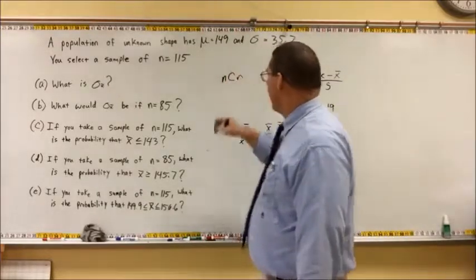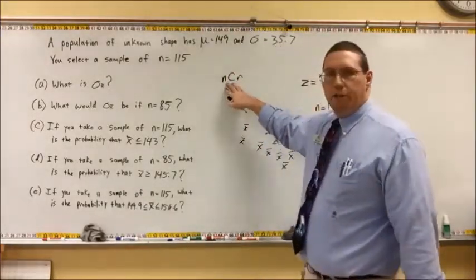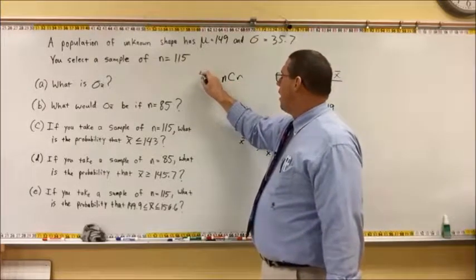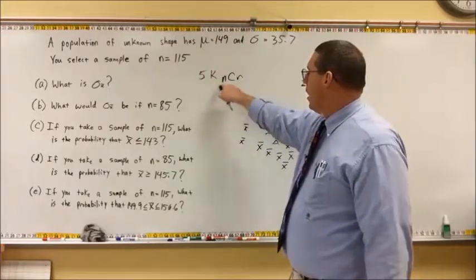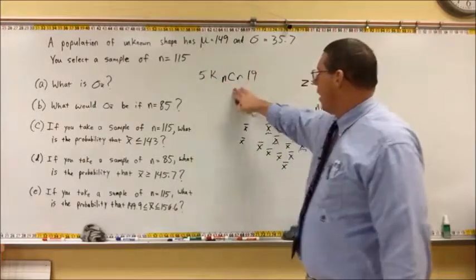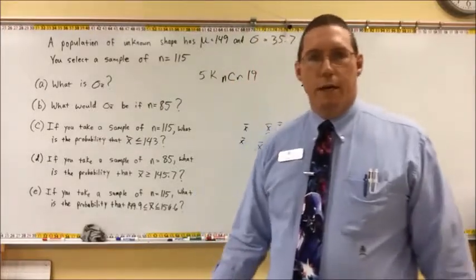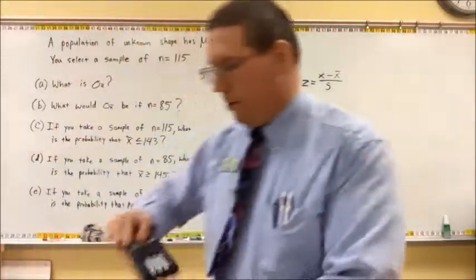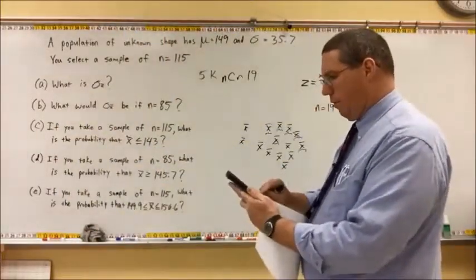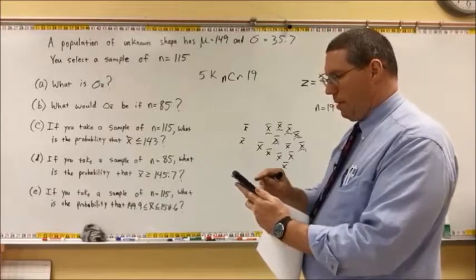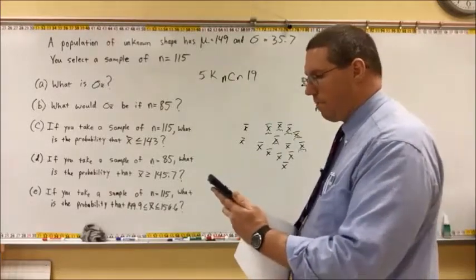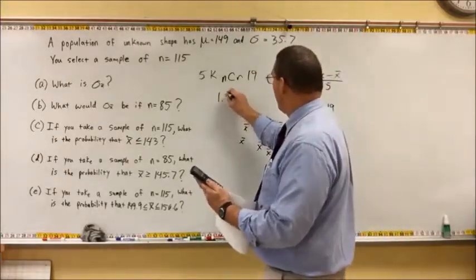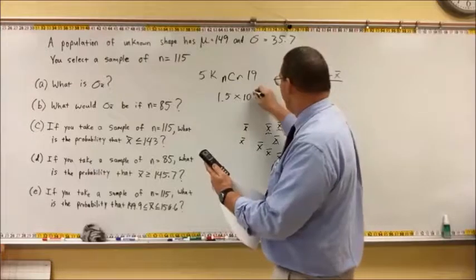Depending on how many are in the population and what your sample size is, you can use, and I mentioned this in the last video, this combination formula, nCr. Let's say that there are 5,000 in the population, nCr, and then your sample size is 19. If you do that calculation in a calculator, you probably get a pretty big number. So we're going to do 5,000 nCr 19. That gives us 1.5 times 10 to the 53rd power.